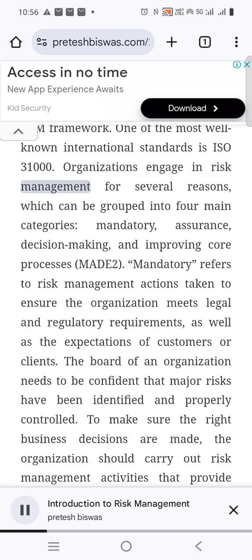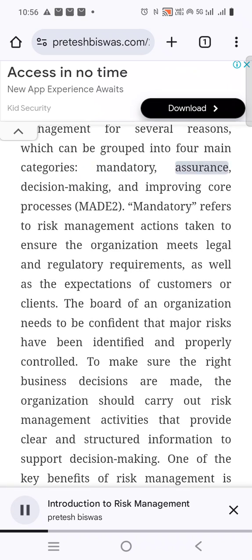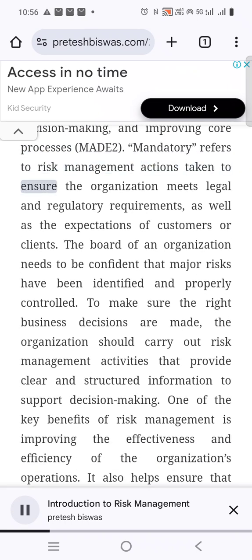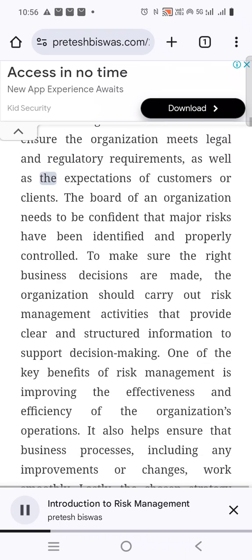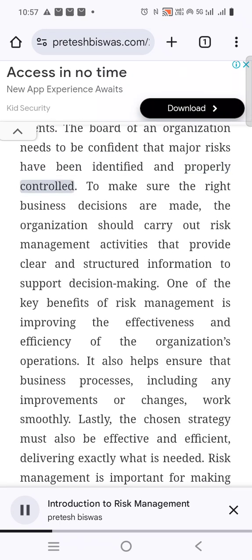Organizations engage in risk management for several reasons, which can be grouped into four main categories: mandatory, assurance, decision-making, and improving core processes. Mandatory refers to risk management actions taken to ensure the organization meets legal and regulatory requirements, as well as the expectations of customers or clients. The board of an organization needs to be confident that major risks have been identified and properly controlled.